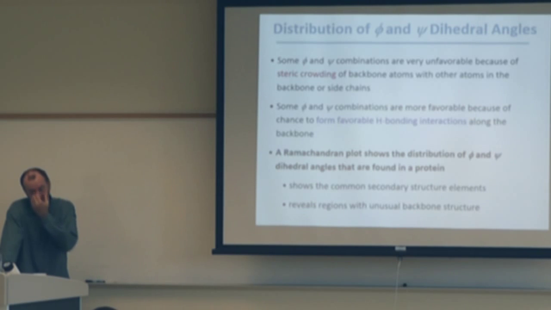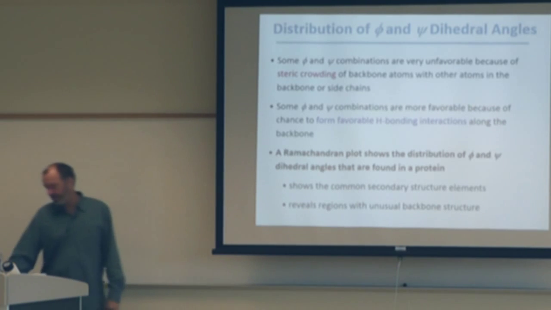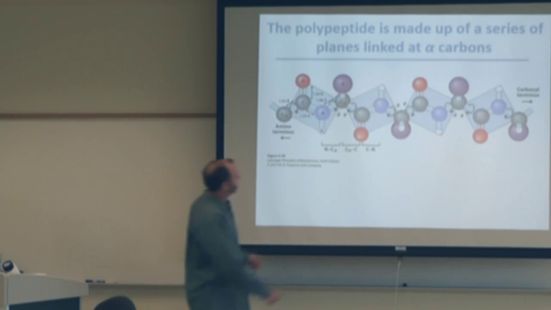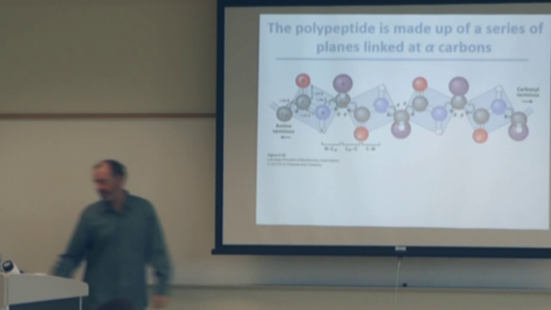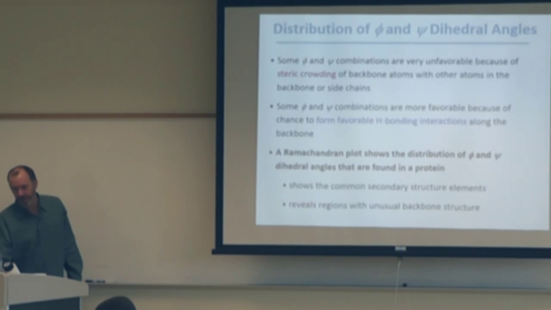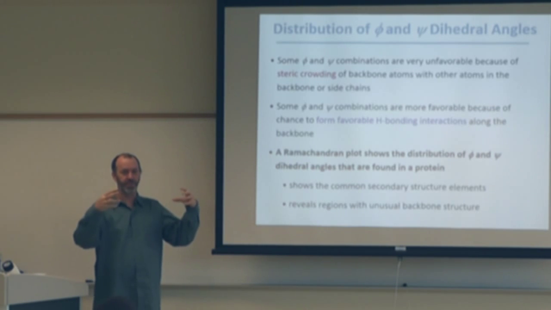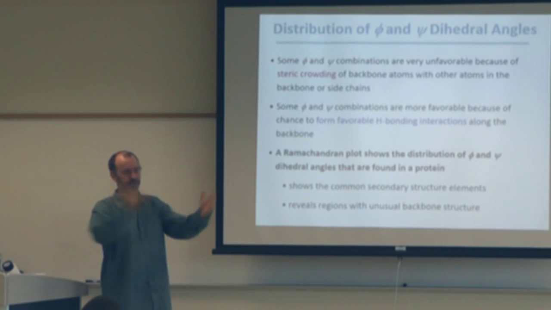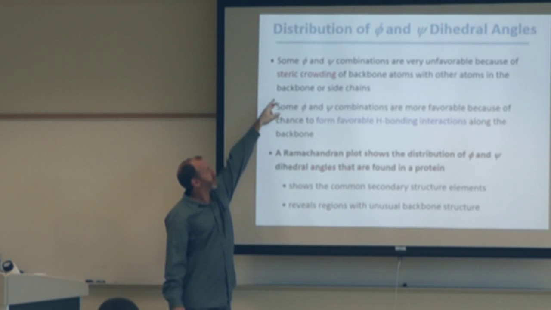So, distributions of phi and psi dihedral angles. Some phi and psi combinations are very unfavorable. What might be unfavorable is... there's a better picture, but not this slide. You're going to have some that aren't favorable at all because you're going to have steric interactions between the hydrogen off the amide or the R groups. The R groups will interact also, and those aren't going to be favorable, so you get steric crowding.